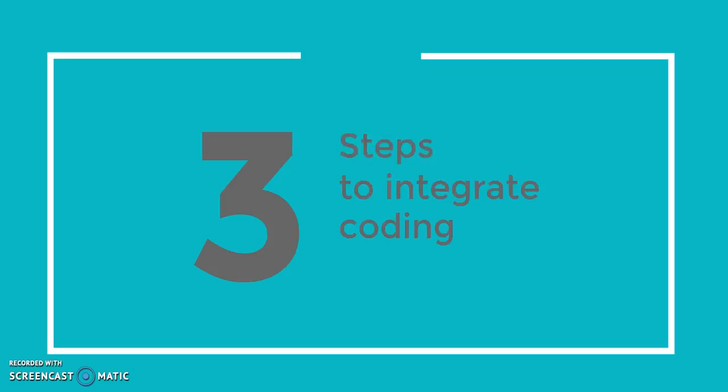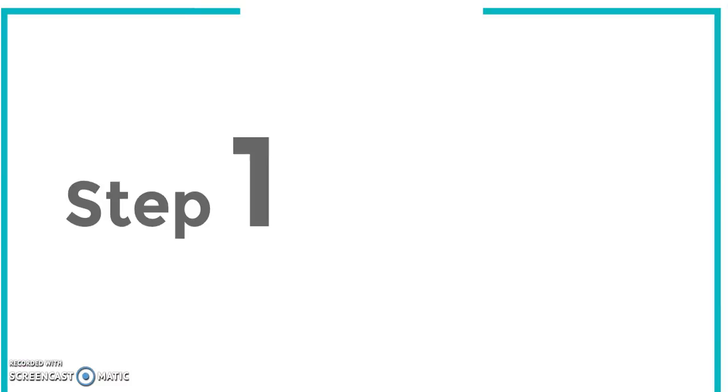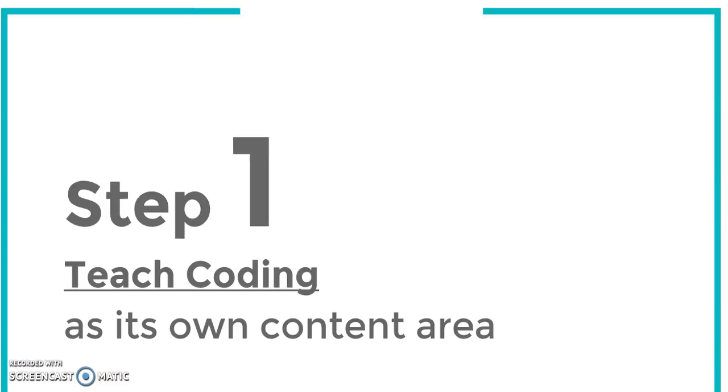Before we show you examples of how you can integrate coding in content, we'd like to show you 3 important steps to integrate coding and content. It is essential that you do these 3 steps separately. It doesn't have to be in the exact order, but the first 2 steps are very important to do separately. Step 1. Teach coding as its own content area.